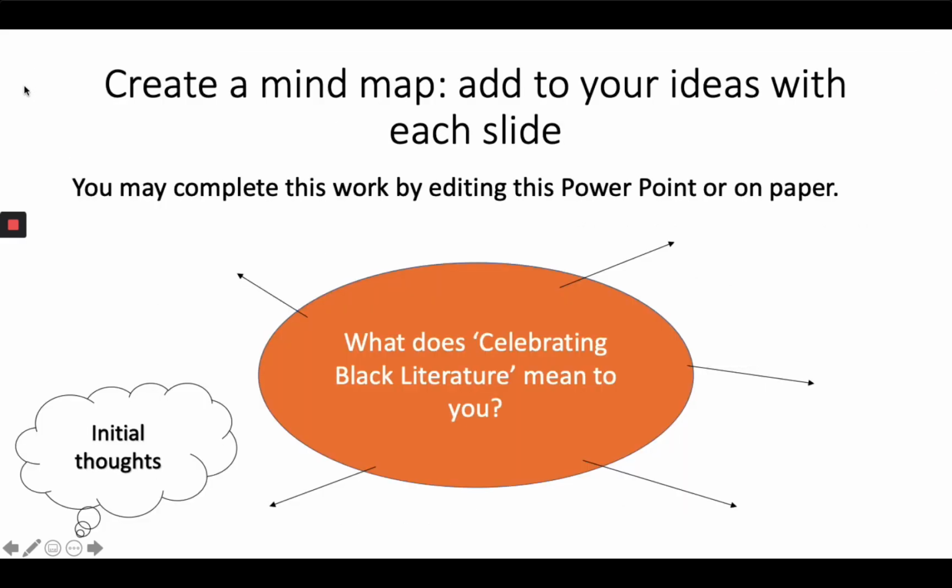So, for lesson 1, we are going to begin by really thinking about what celebrating Black literature means to you. So, you are going to create your own mind map. You can either edit this PowerPoint yourself, or you can do it on your own piece of paper. That is entirely up to you, whatever is easiest. So the first thing you're going to do is write that in the center of your mind map, and then jot down your initial thoughts, just some things that pop to mind immediately. And you're going to pause this video while you do that.